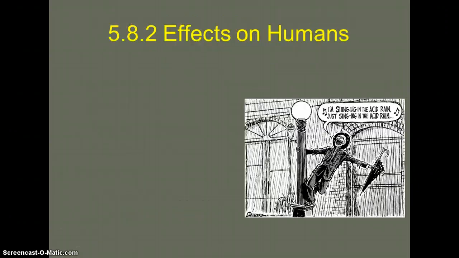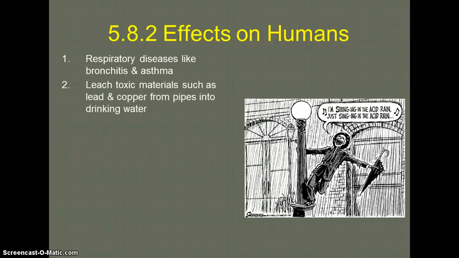Effects on humans, we're not focusing on this too much. This is an unlikely situation because it's not a strong acid, right? So this is kind of a joke. Things, it's going to potentially increase bronchitis and asthma. It could give us toxic chemicals in our drinking water. Remember, it's leaching out all those chemicals because of the solubility.